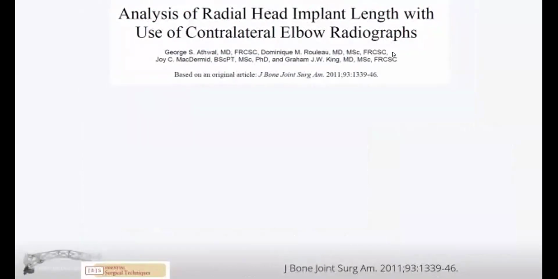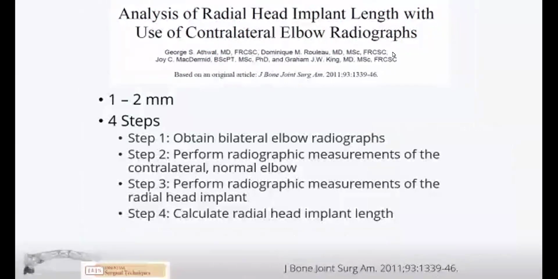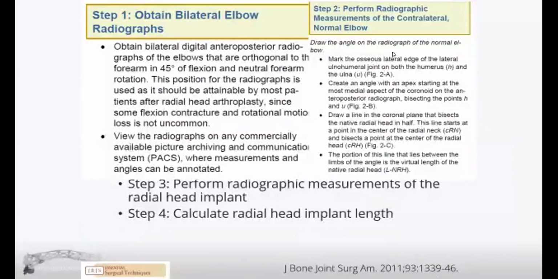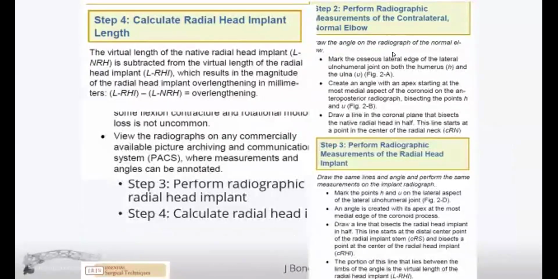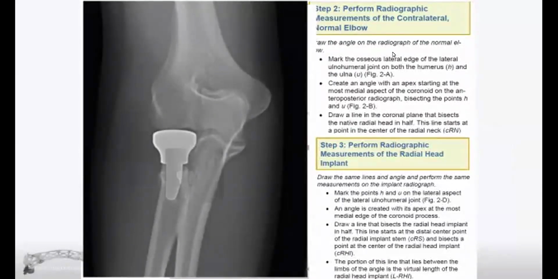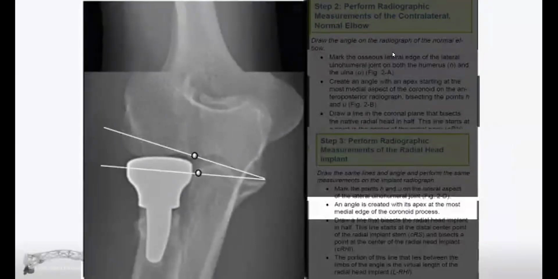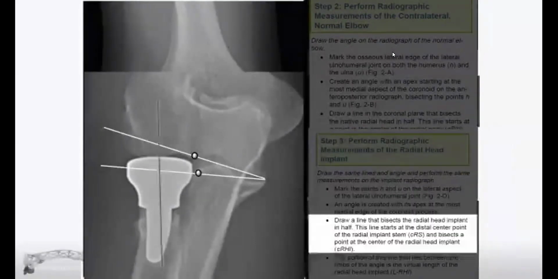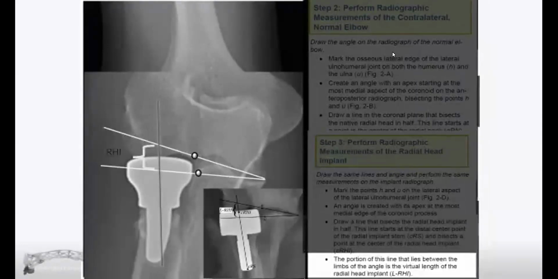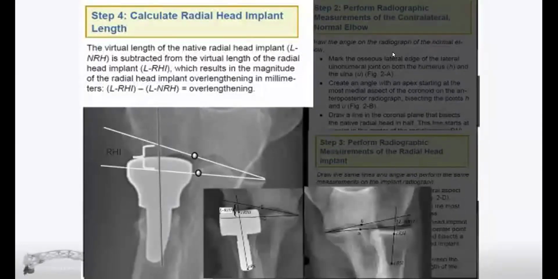It is possible to work out the height of the radial head to within 1 or 2 millimeters with 4 steps. You get standardized radiographs of the normal and the radial head side, and then measure the markings on both radiographs. In essence, you place a point on the humerus on the most lateral aspect of the ulnohumeral joint, on the ulna on the most lateral aspect of the ulnohumeral joint, and join that to the most medial aspect of the coronoid. You then bisect the radial head. Watch out, different radial heads have different stem shapes and angles. Here we see a chamfered stem. You basically want to bisect the radial head, and you can then measure radial head height and compare that to the normal side.